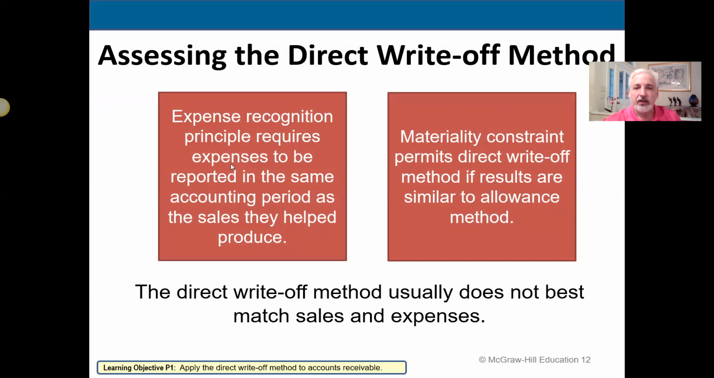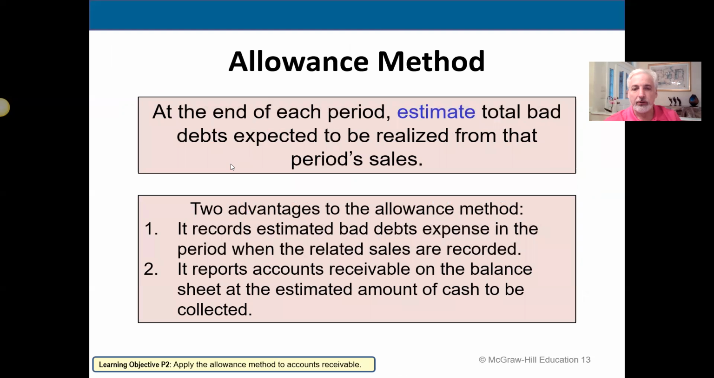So direct write-off: the expense recognition principle requires expenses to be reported in the same accounting period as the sales they help produce. The direct write-off is a violation of GAAP because you're not matching the sale from 6 months ago or 8 months ago with when you find out you're not going to get paid. The materiality constraint permits the direct write-off method if results are similar to the allowance method. So that $200 McDonald's sale is acceptable, and we can use the direct write-off method. But we're going to be learning about accruing and using the allowance method.